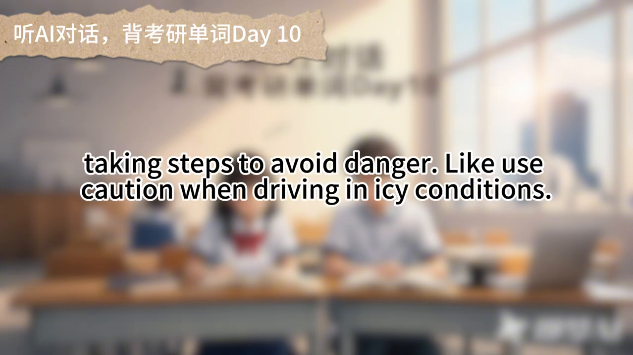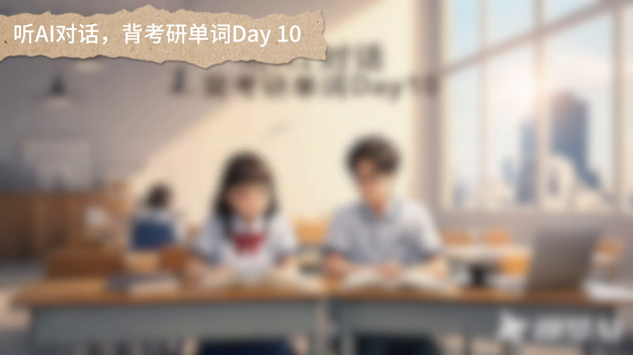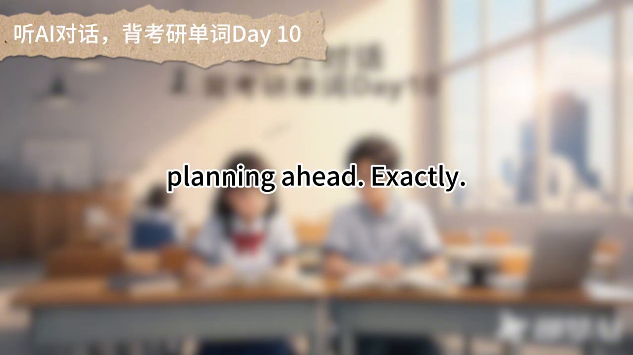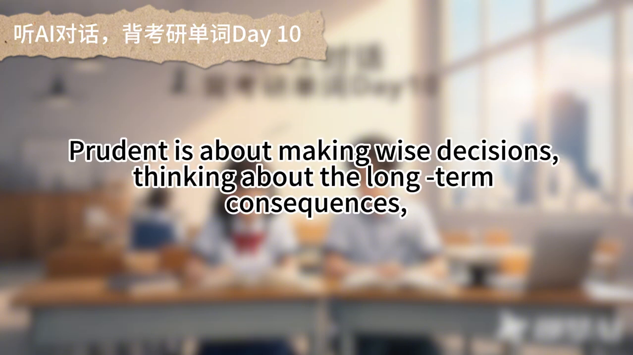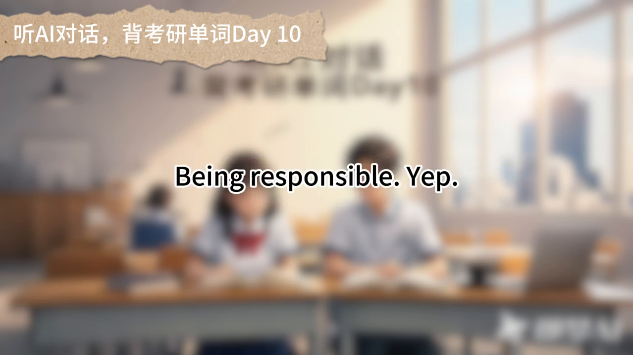Caution is about being careful, taking steps to avoid danger. Like, use caution when driving in icy conditions. So being aware of the risk. Right. And a precaution is a specific action you take to prevent something bad from happening. Like, wearing a helmet is a good precaution when cycling. So planning ahead. Exactly. Prudent is about making wise decisions, thinking about the long-term consequences, like it's prudent to save money for retirement. Being responsible. Yep.